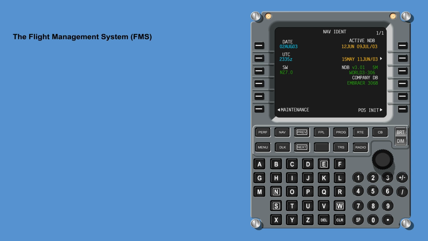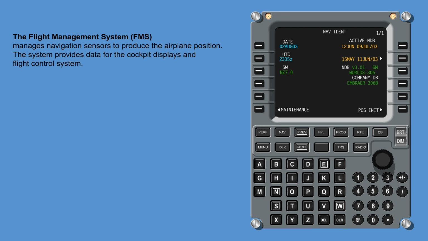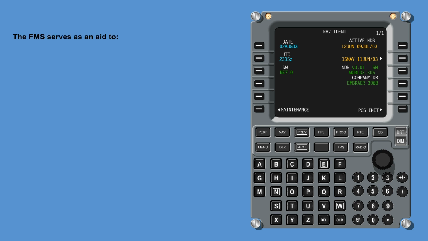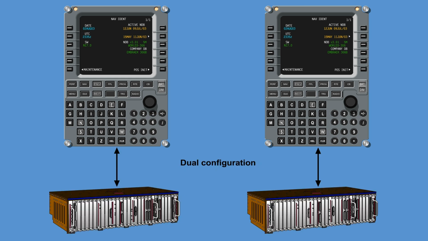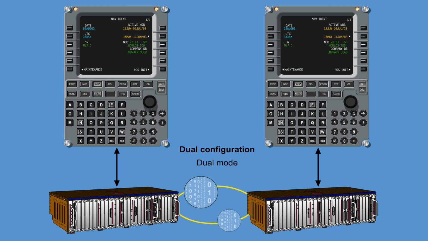The Flight Management System, FMS, manages navigation sensors to produce the airplane position. The system provides data for the cockpit displays and flight control system. The FMS serves as an aid to navigation, flight planning, and performance. The system may be installed in a single or dual configuration. In dual mode, each unit can provide data to the other unit.